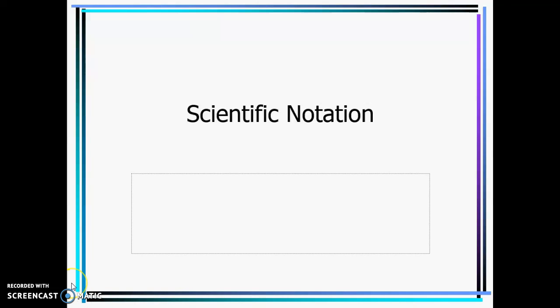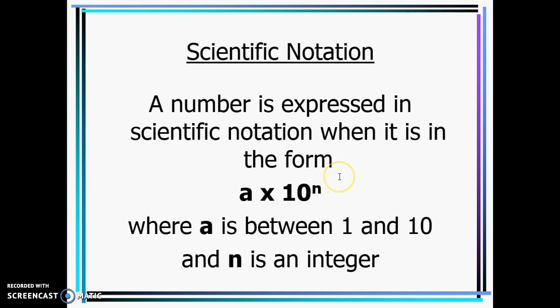Okay, good morning. Today we're going to go over notes on scientific notation. Scientific notation is just an easier way to write really long numbers if you're having to write them over and over again. You know a number is in scientific notation when it looks something like this. Here you have a times 10 to the something power.